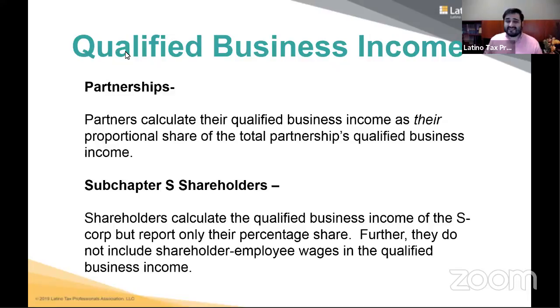The same thing with the S corporation, that is the K1 net income. So if there's only one shareholder, it's going to be the net income that shows up on that K1. But if there's multiple shareholders, the net income of the S corporation gets divided accordingly based on the percentage of each shareholder. And whatever each individual shareholder's share of the net income is, that's going to be their qualified business income.